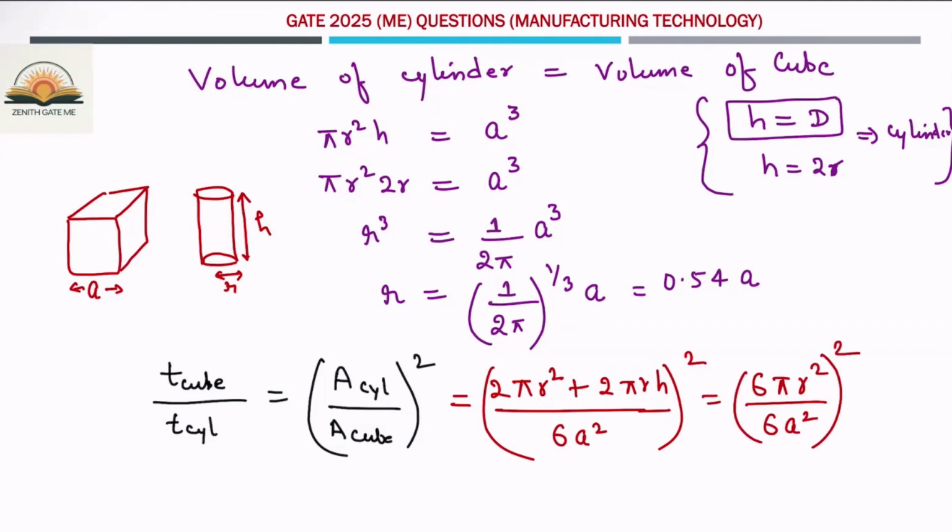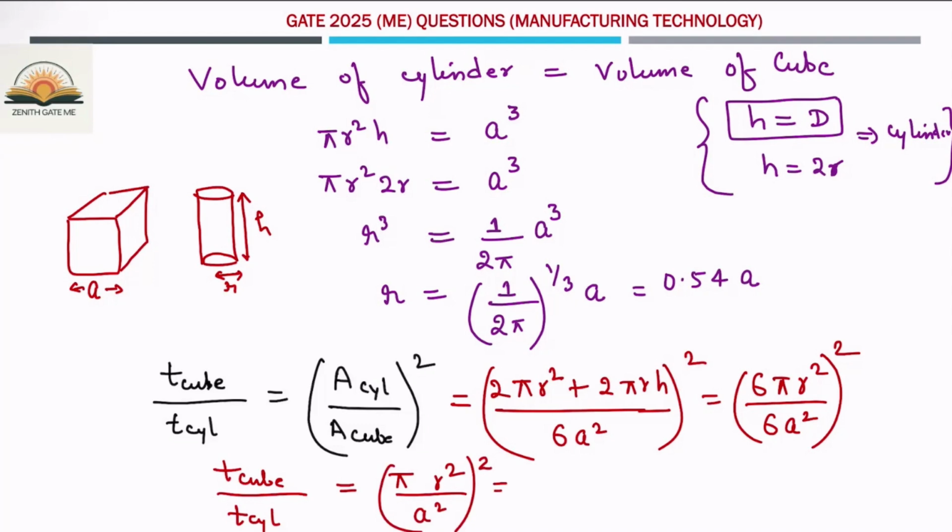So this will be equal to 6 pi r square divided by 6 a square. You just put the value of h is equal to 2r here. So this will become 4 pi r square, and this is 2 pi r square, which is nothing but 6 pi r square. So the solidification time of cube to the solidification time of cylinder is nothing but pi r square divided by a square, to the power of 2.